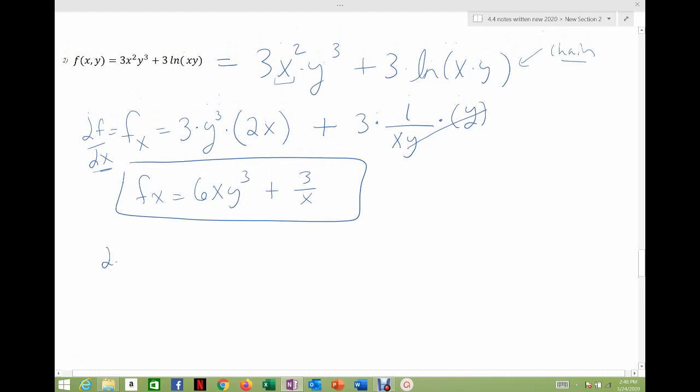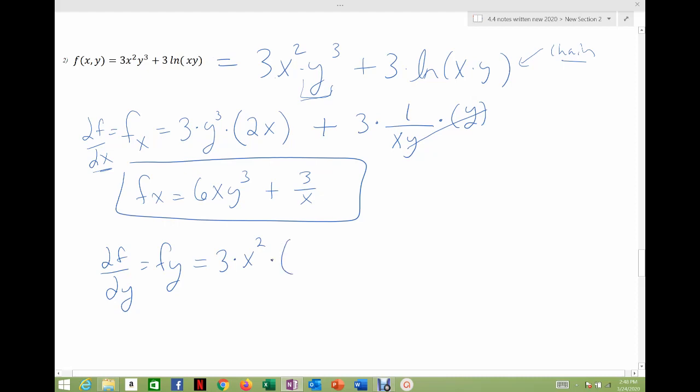Now do the same thing with respect to y. So f sub y. Now I look at the y parts. X is my constant, and y is the function that I'm going to take the derivative of, because I'm taking the derivative with respect to y. 3 is a constant. It comes along. X squared is a constant. It comes along. It's an unknown constant, but it behaves like a constant.